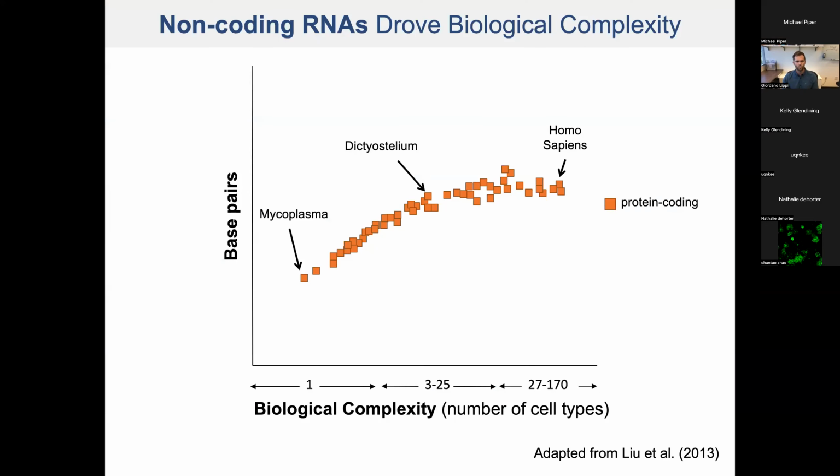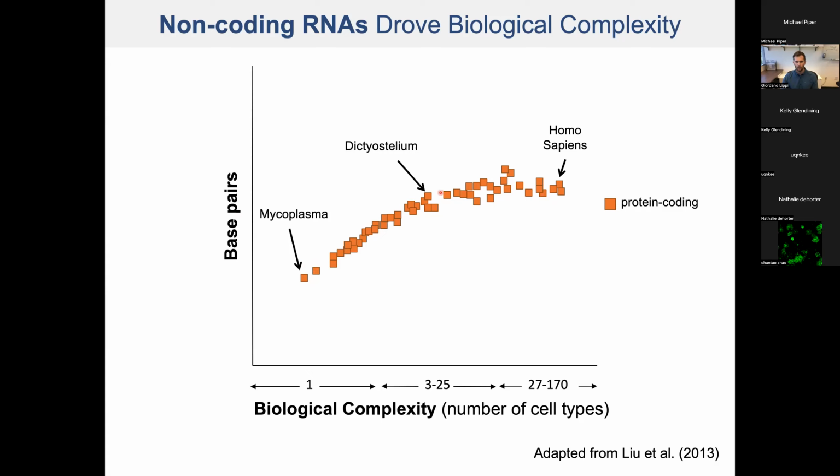And so the first one shows you the relationship between biological complexity, as increasing number of different cell types, and the number of protein coding genes. Each square is a different organism. So you see bacteria here and humans all the way up here. And you might notice that there is a problem, right?